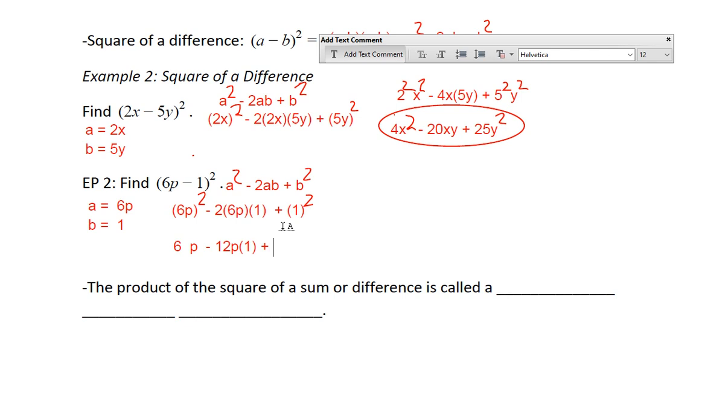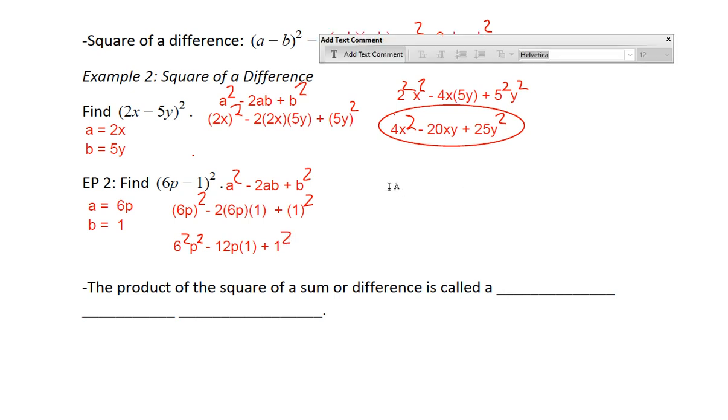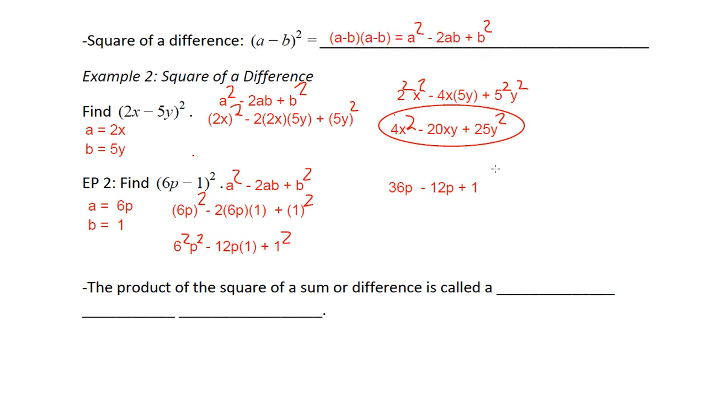Then plus 1 squared. Okay, let me write my squareds in. We had a 6 squared, a p squared, and a 1 squared. Almost there. 6 squared is 6 times 6, so that's 36p squared, minus 12p times 1, which is just 12p. And what is 1 squared? It's just 1. So, once we have our squared in right there, 36p squared minus 12p plus 1 is your final answer.